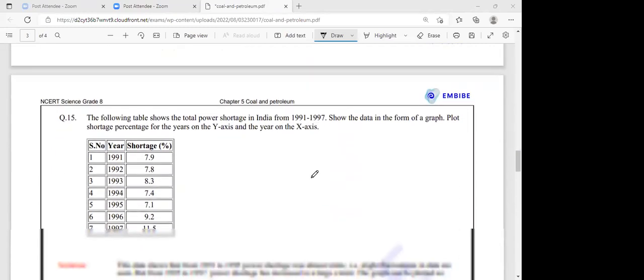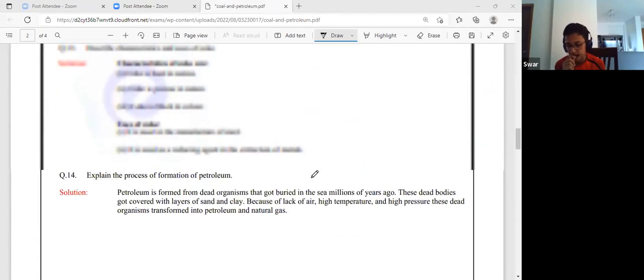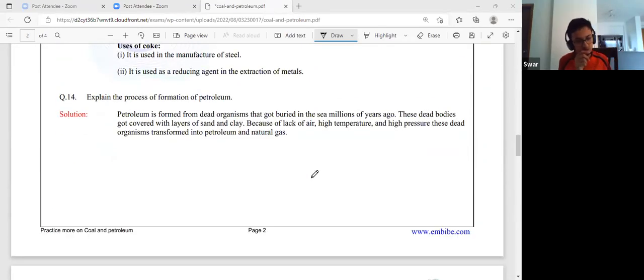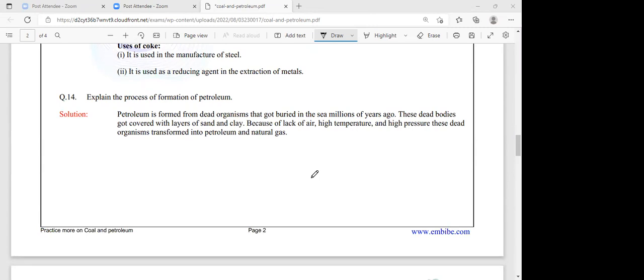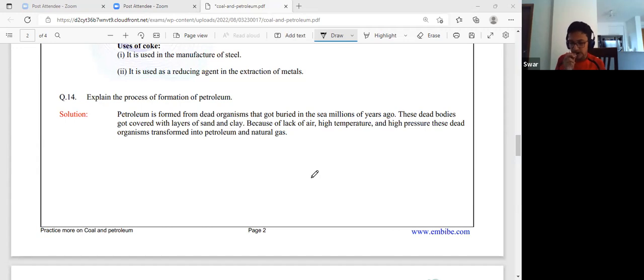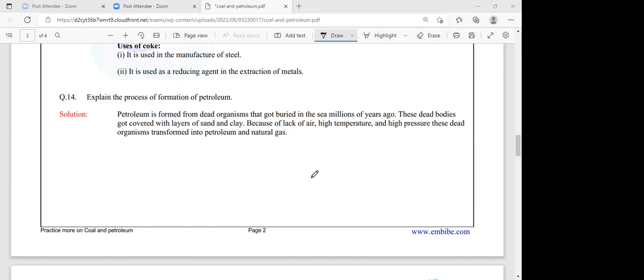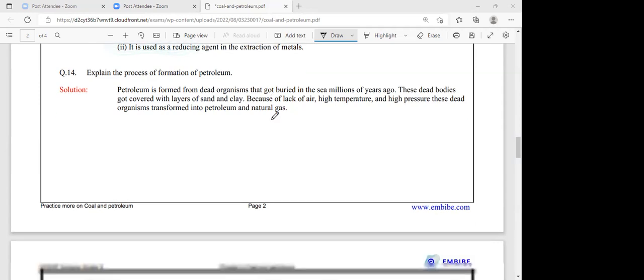Then you will be doing this. Formation of petrol, explain the process of formation of petroleum. You have done this? You didn't write it in points. Yes, ma'am. First, second, third, right? So no need to write it. Just write down that you have done.